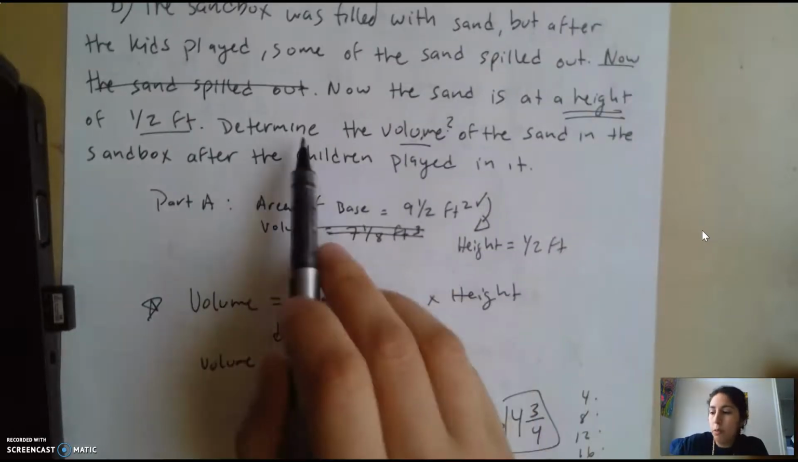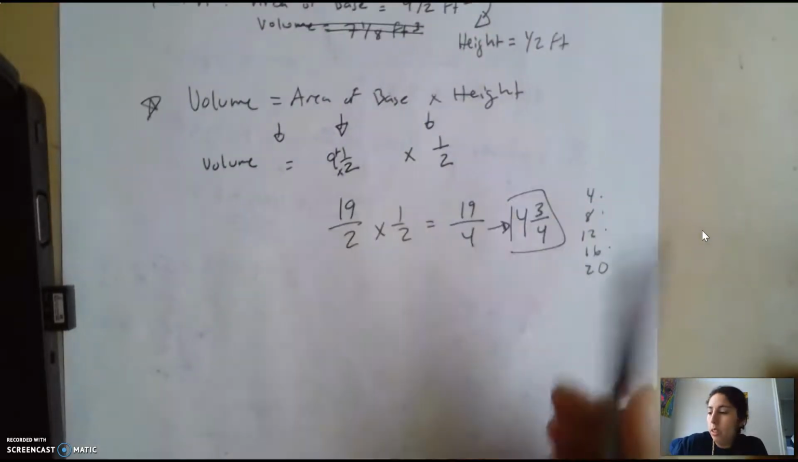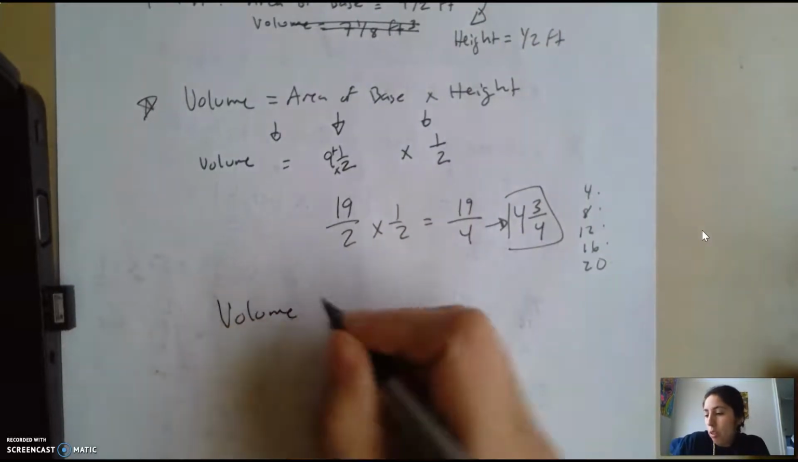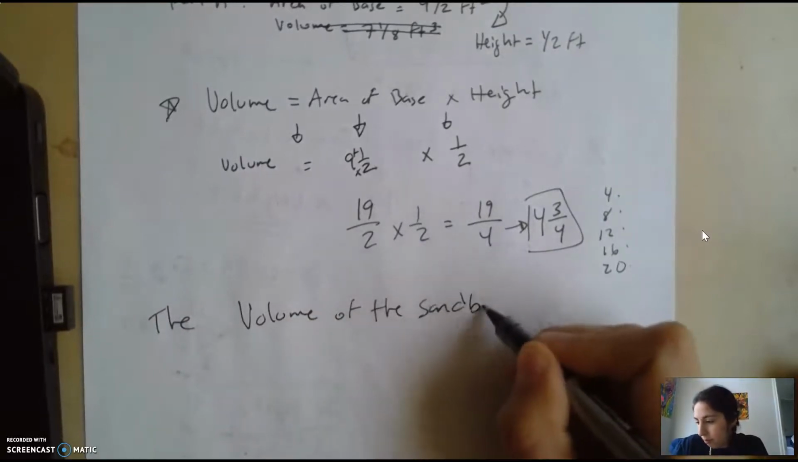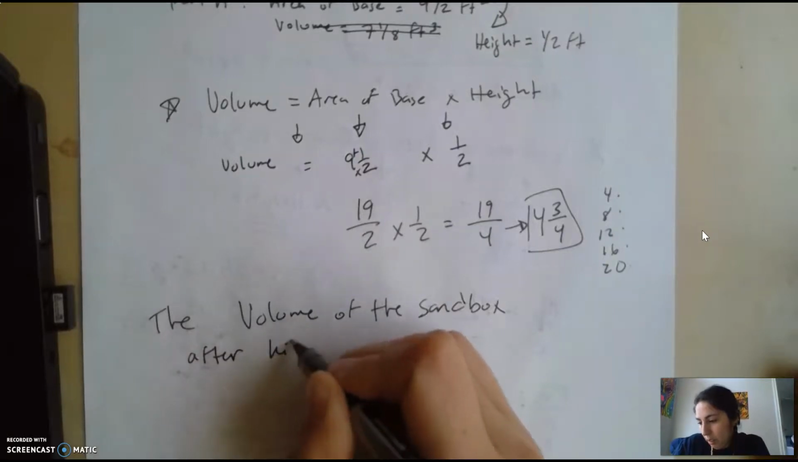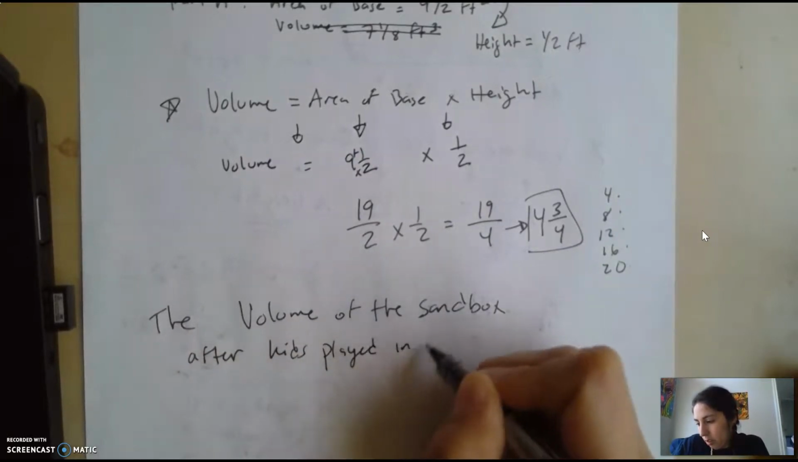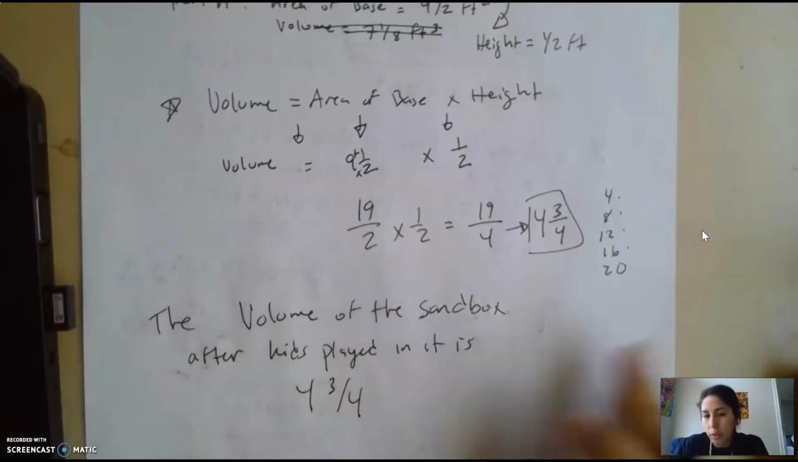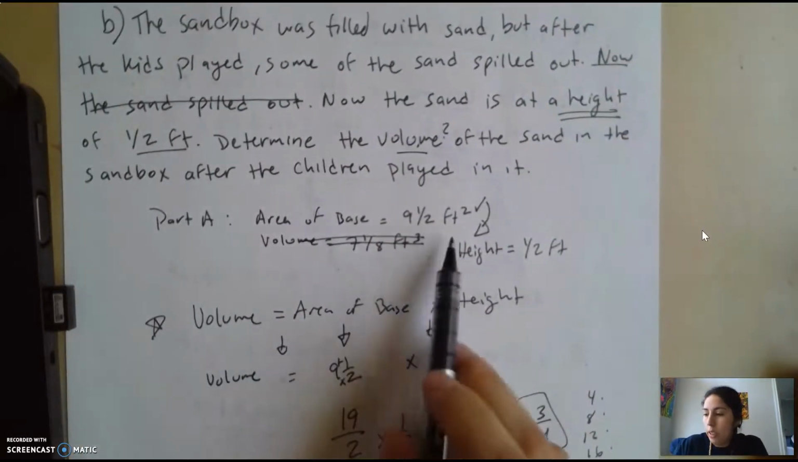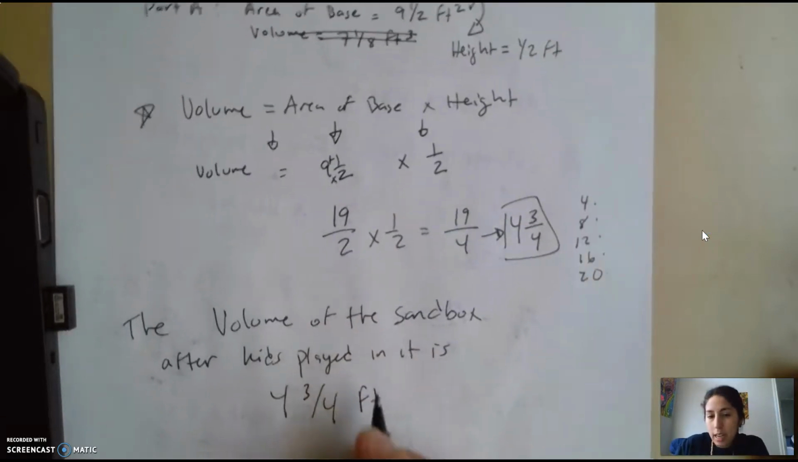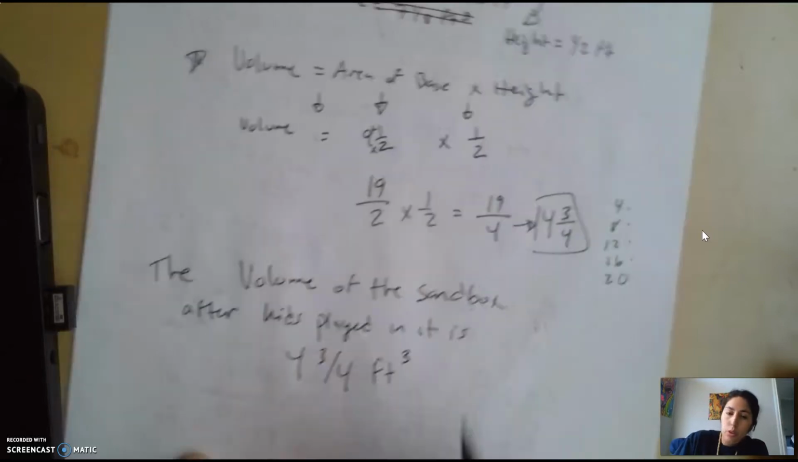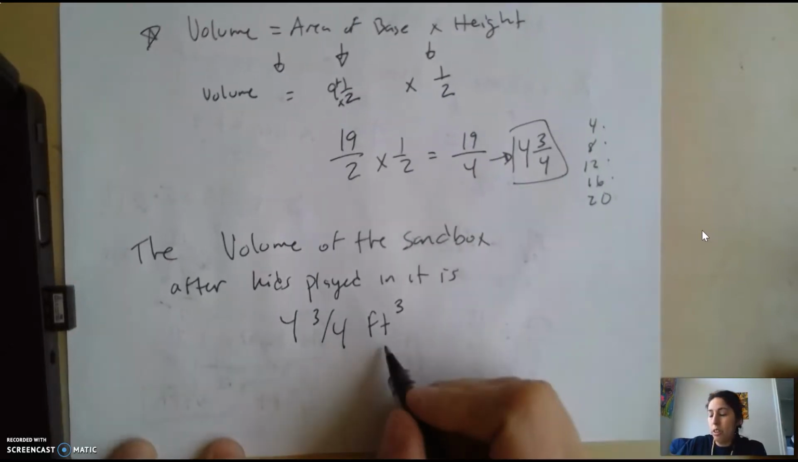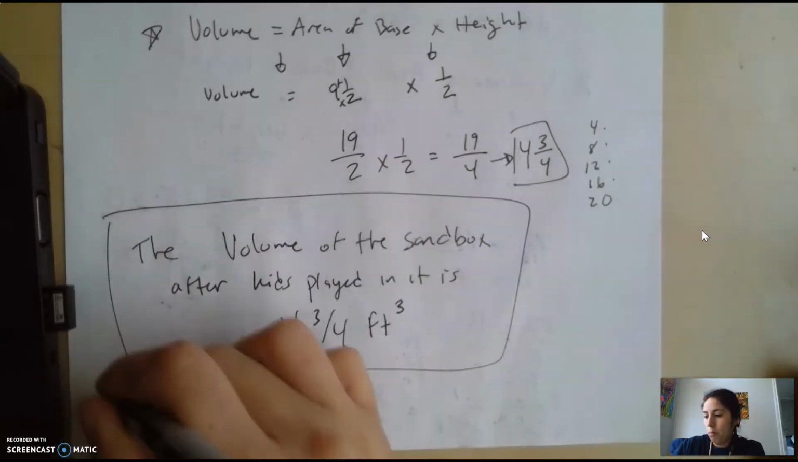All right, so write out my complete answer. Let's remember what we're solving for. Determine the volume after the kids played in it. So I go, the volume of the sandbox after kids played in it is 4 3/4 units, always. We're talking about feet, so this is feet. And we are talking about volume. So take a second to think, what are my units for volume? Feet. And you should think cube. 4 3/4 cubic feet. And I'm done.